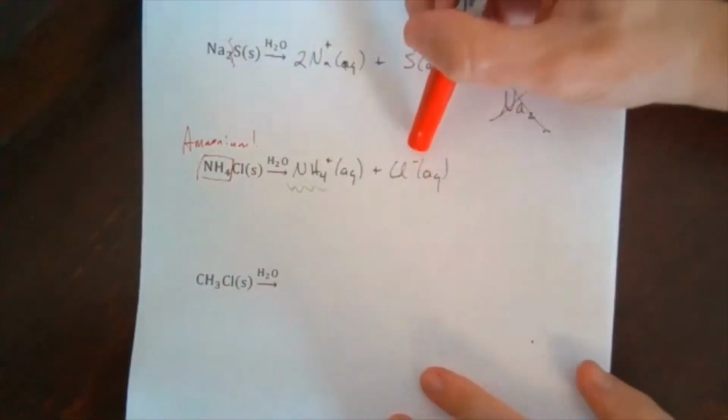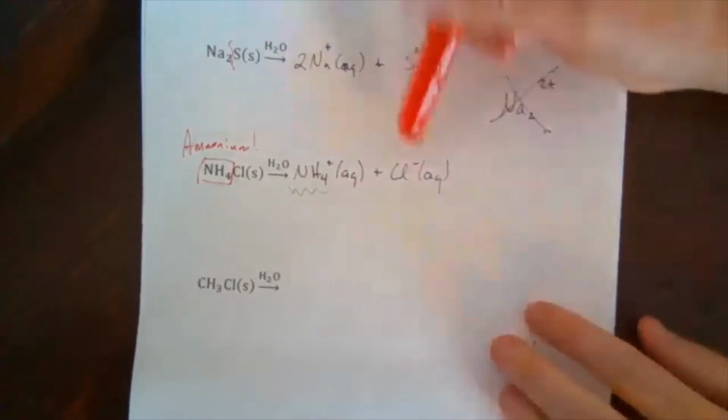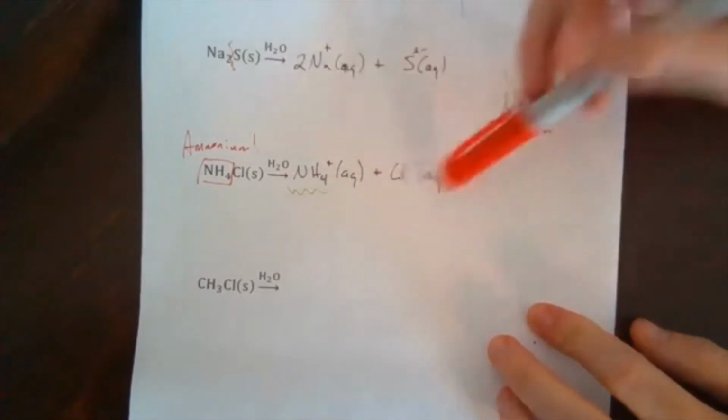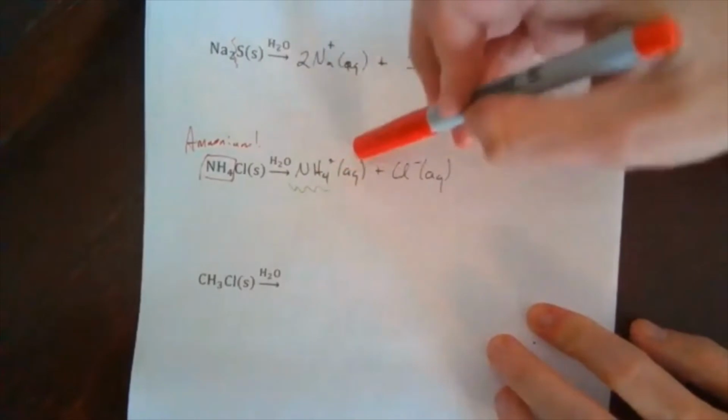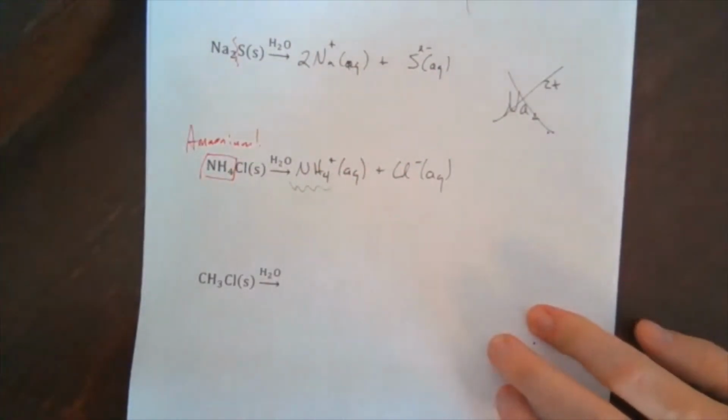We can figure out chloride is minus because it's a halogen. It's right next to the noble gases, but not quite there. We can figure out atomic charges, but for ammonium, we either need to look it up or just know that NH4 is NH4+.